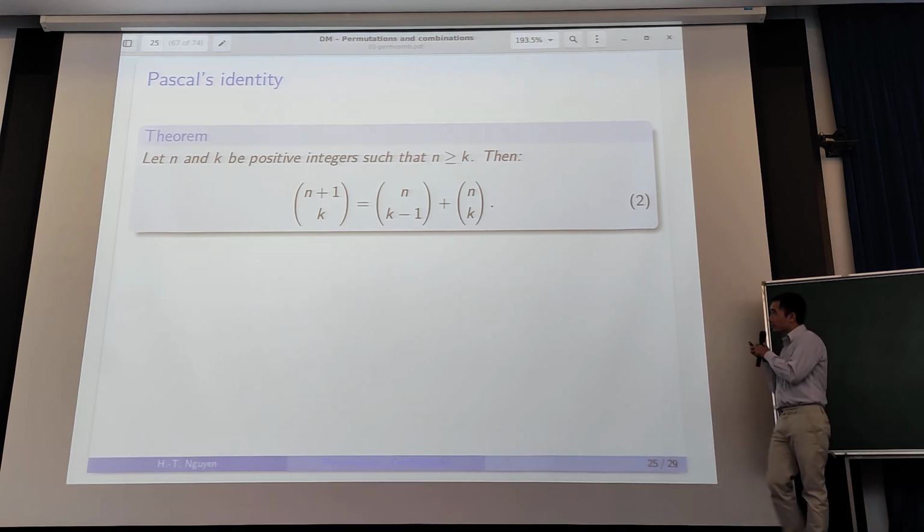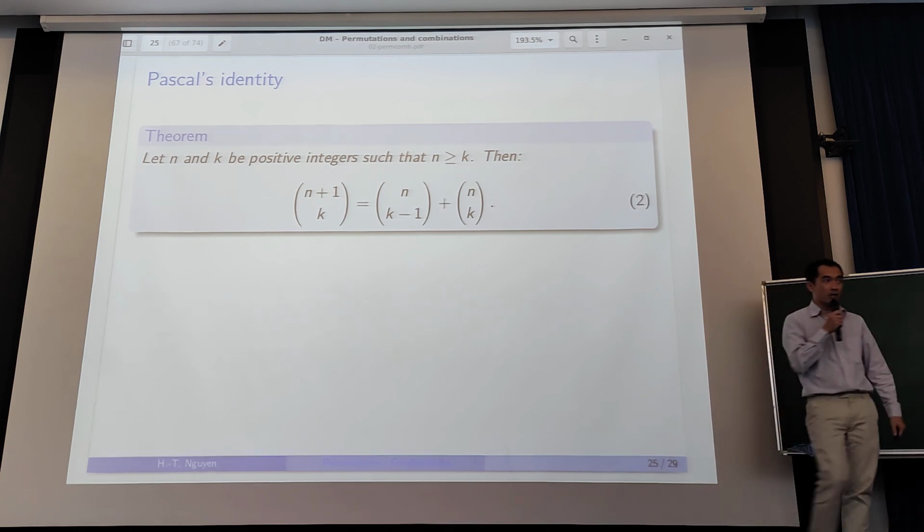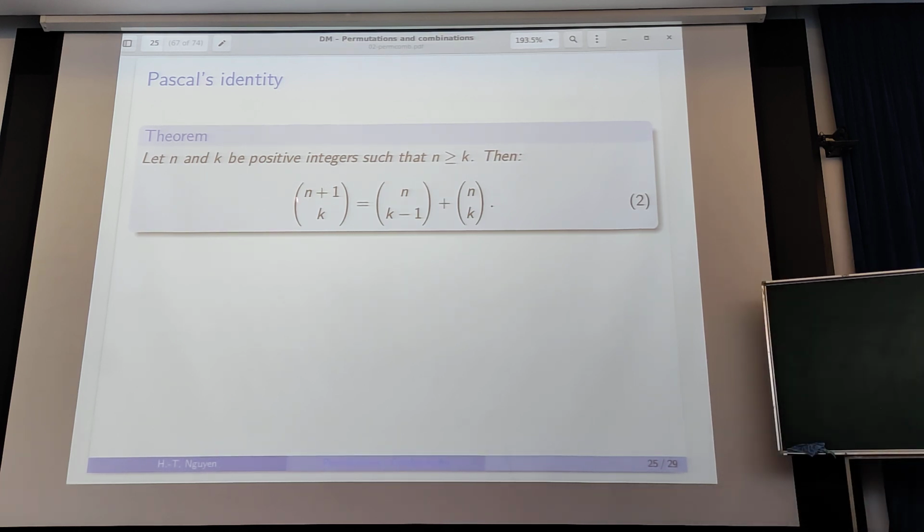Here you notice that the size of the set on the left-hand side is n plus 1, and the size of the set on the right-hand side is n. So this identity relates a binomial coefficient of an upper level, level n plus 1, as the sum of two terms of the next level below it. And the indices are similar: it's k here, and k minus 1 and k here.